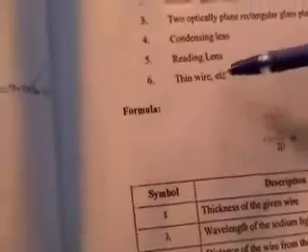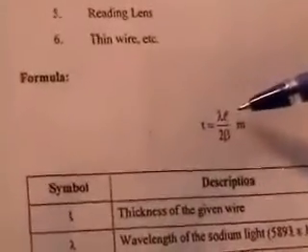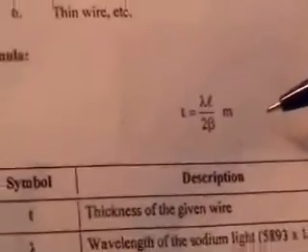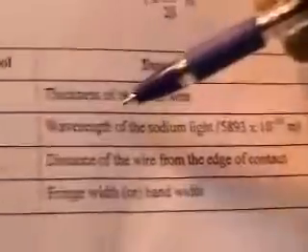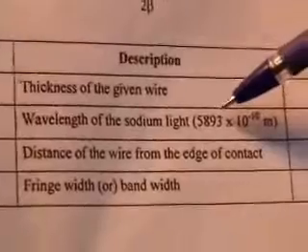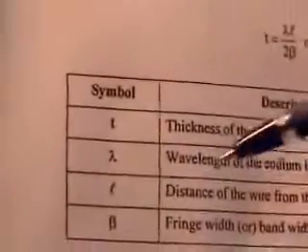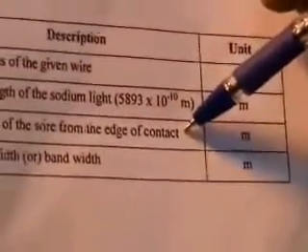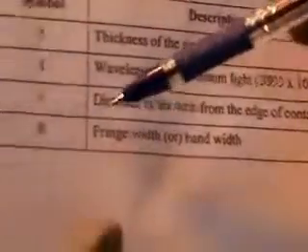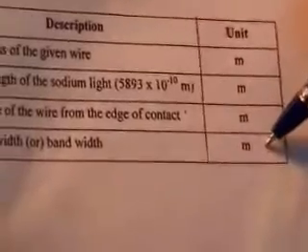The formula used here is thickness of the given wire t = λL / 2β meters. t is the thickness of the given wire in meters. Lambda is the wavelength of the sodium light we are using, that is 5893 × 10^-10 meters. And L is the distance of the wire from the edge of contact. We will see now what is the edge of contact. And β is the fringe width or the band width we are going to calculate in meters.